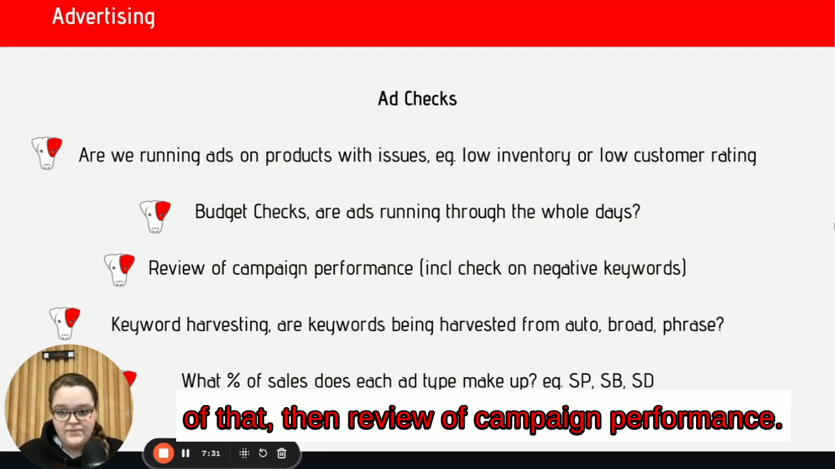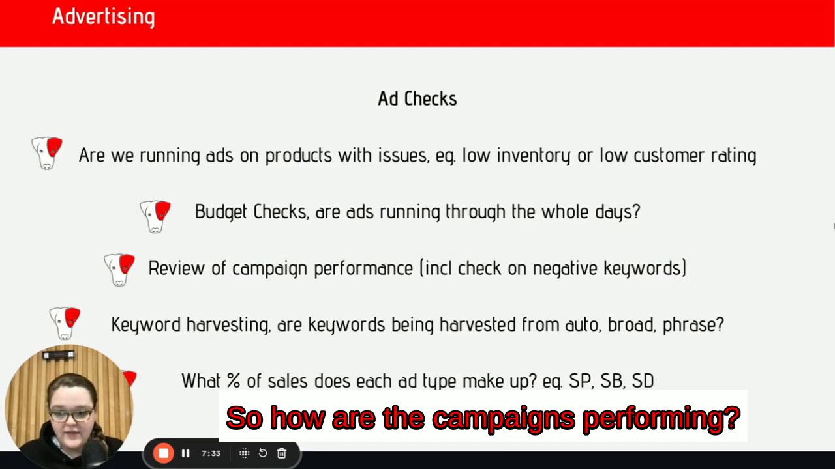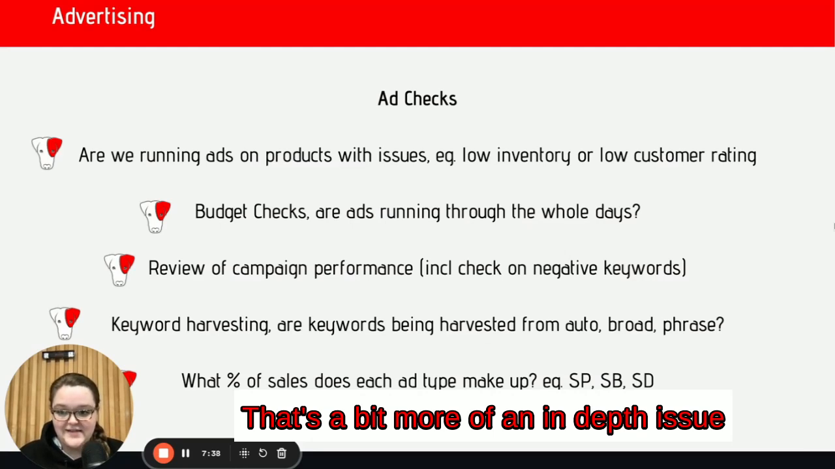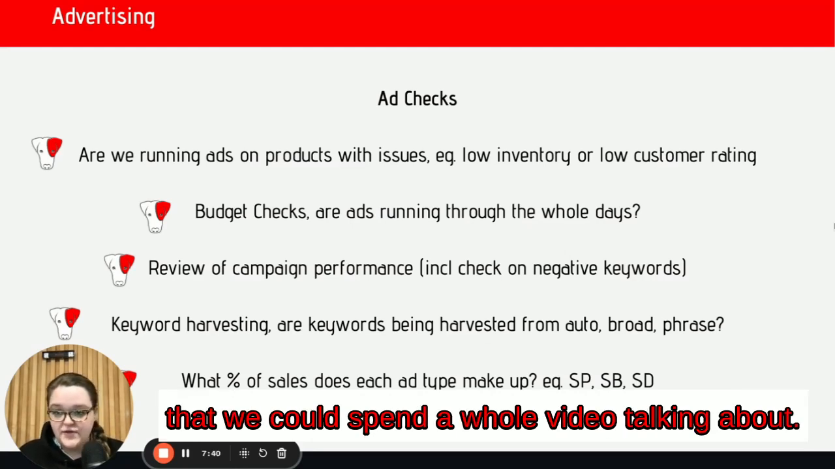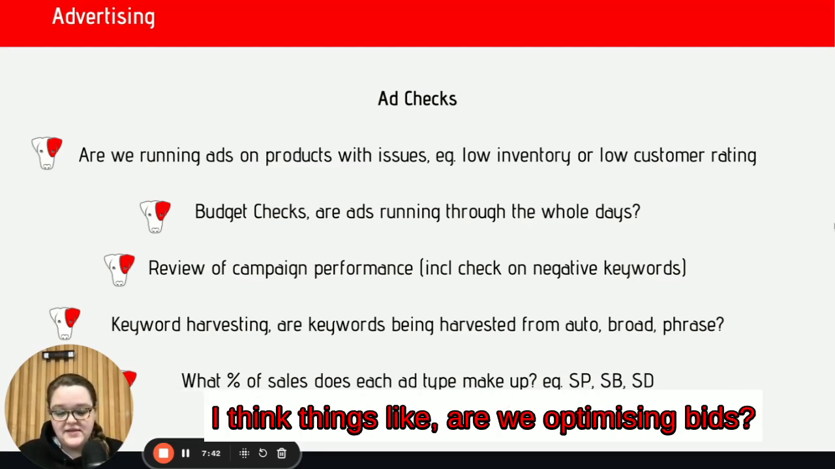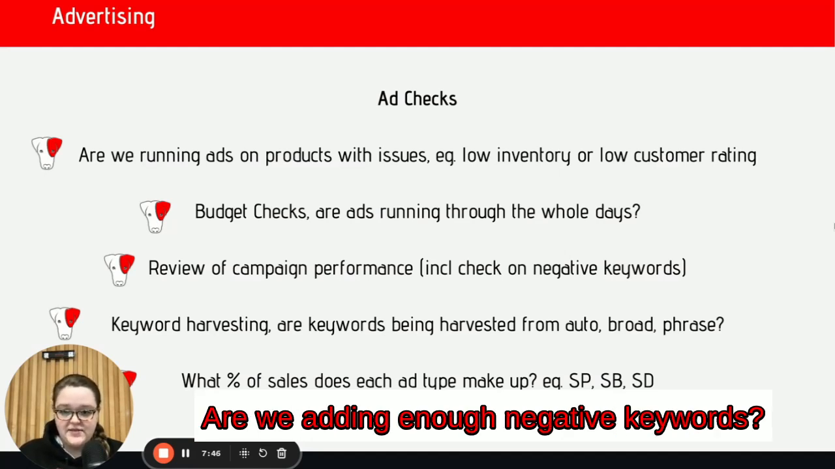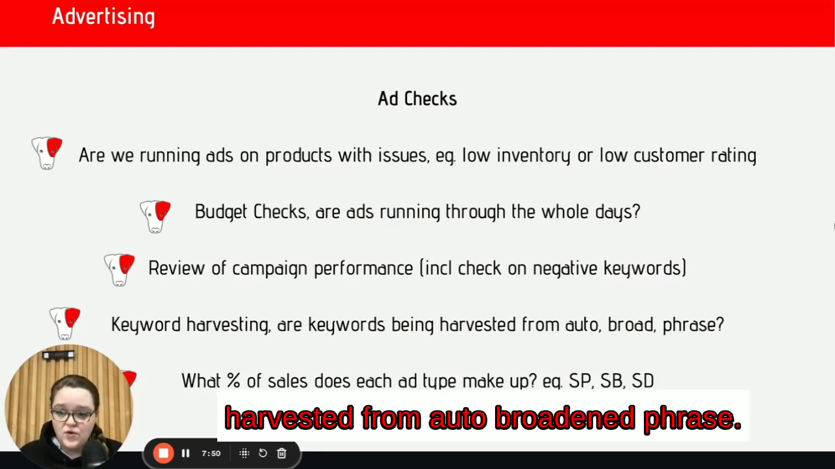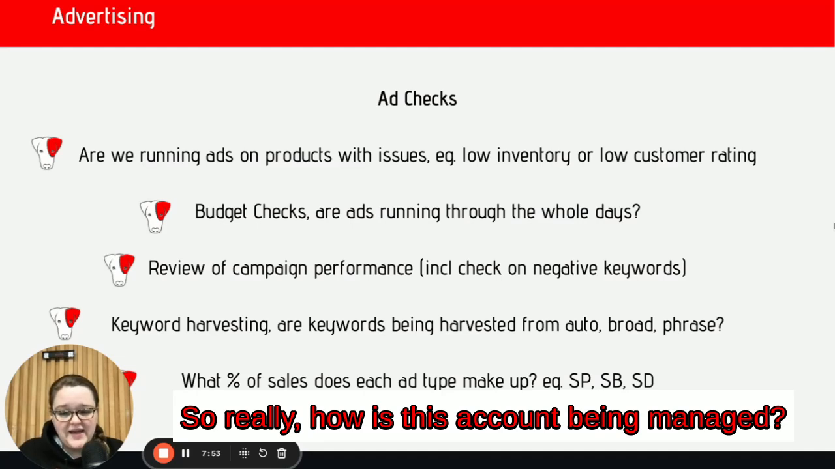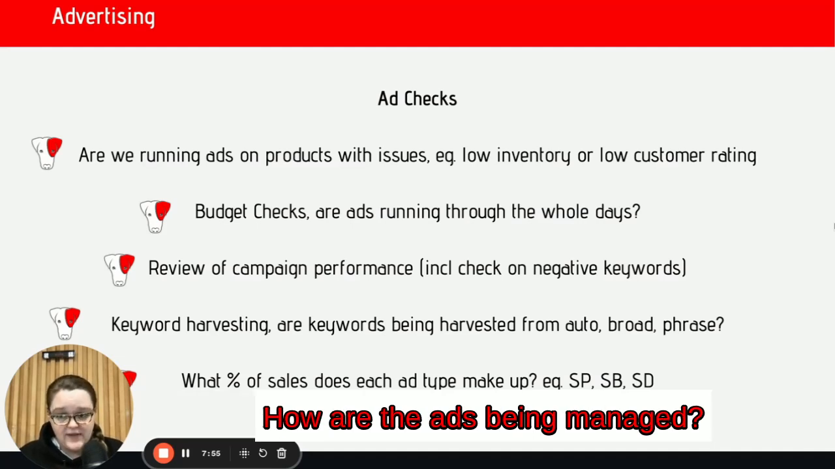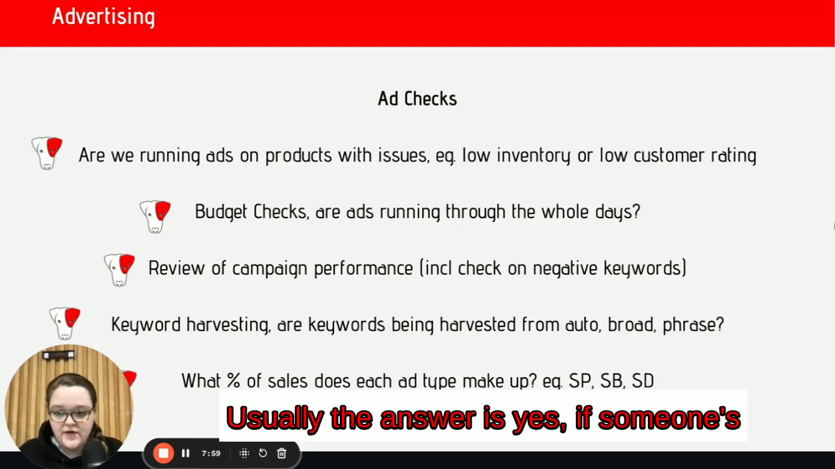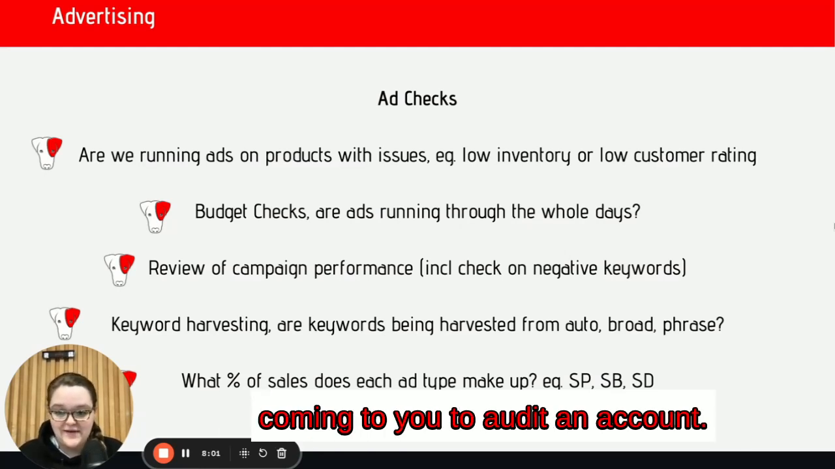Then review of campaign performance. So how are the campaigns performing? That's a bit more of an in-depth issue that we could spend a whole video talking about. I think things like, are we optimizing bids? Are we adding enough negative keywords? Keyword harvesting: are keywords being harvested from auto, broad and phrase? So really, how is this account being managed? How are the ads being managed? Is there room for improvement? Usually the answer is yes, if someone's coming to you to audit an account.